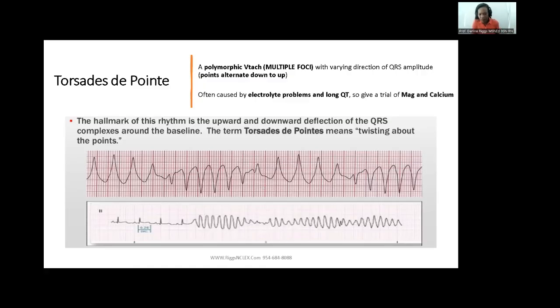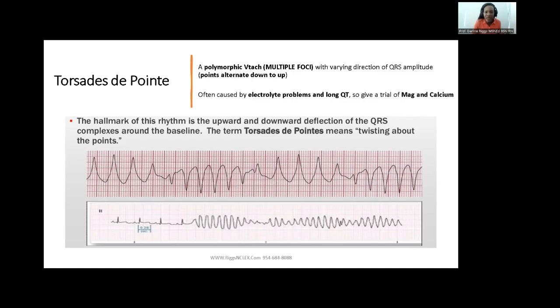And it's not like a VTAC you saw earlier. The VTACs were more defined, even though they were these M's. This is torsades de pointes. So this is a polymorphic VTAC, multiple foci, as you can see, going in multiple directions. This is an electrolyte problem. Pull a chem panel. We want to pull a chemistry panel ASAP.